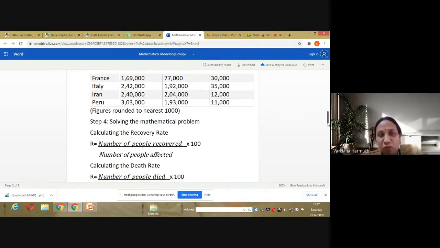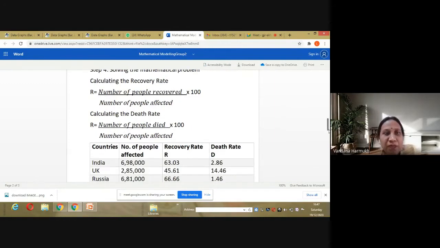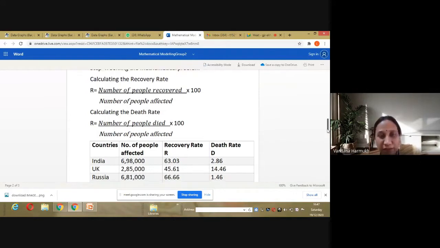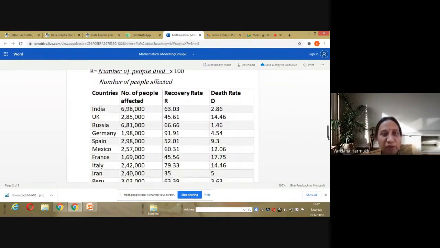So R1, R2, R3, like that we have calculated 10 values. Similarly, now we are calculating the death rates. The formula is D equals number of people died upon number of people affected into 100. So again the 10 countries, and now we have tabularized. It was D1, D2, D3, D4, up to D10, 10 calculations we made there. We filled it in this table.